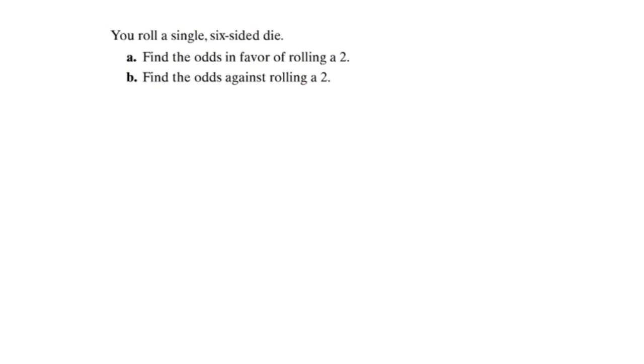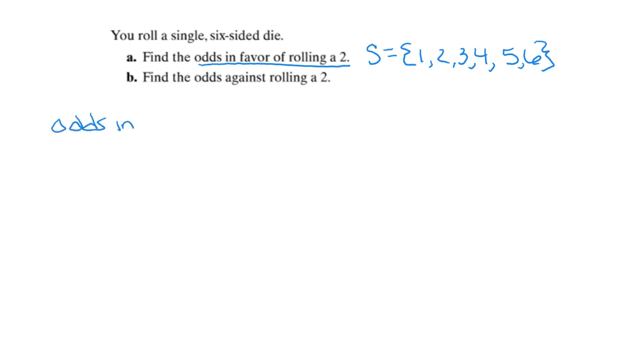For this exercise, it states that you roll a single 6-sided die. Part A says find the odds in favor of rolling a 2. All right, so let's first take a look at our 6-sided die. My sample space for a 6-sided die is that we can roll a 1, 2, 3, 4, 5, or a 6. And we're trying to find the odds in favor of rolling a 2.